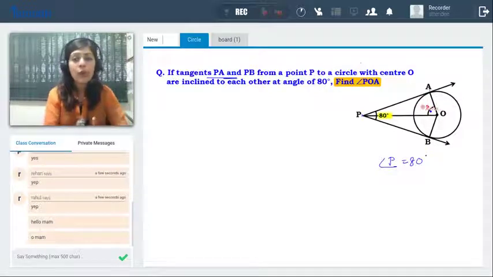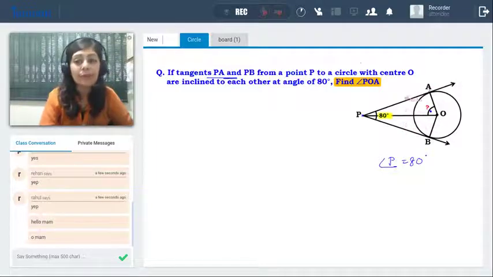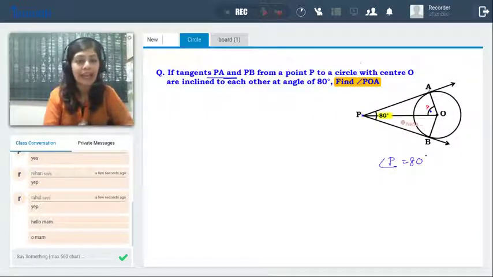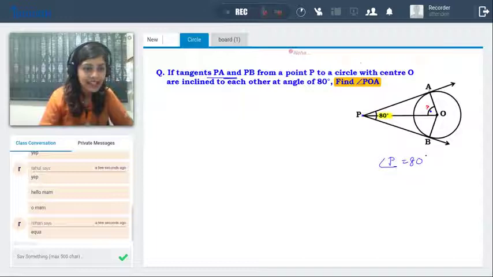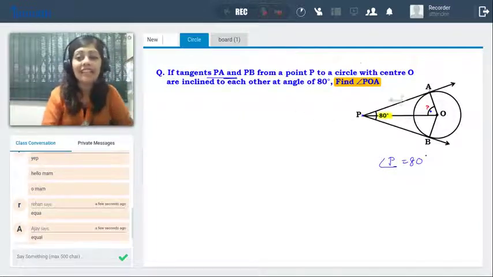Now students, pay attention. Everything that's given to us, let's analyze it one at a time. First thing, from an external point, two tangent segments at the points of contact A and B. So what can I say about PA and PB, students? Let's make it interactive. Quickly type in the chat box. Rehan says they're equal. Ajay says they're equal. Yes, students, they are definitely equal.